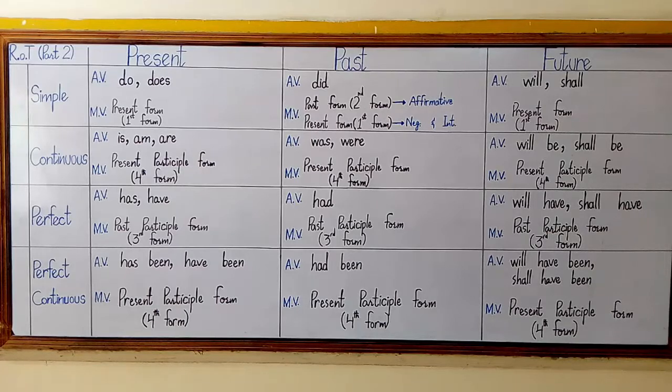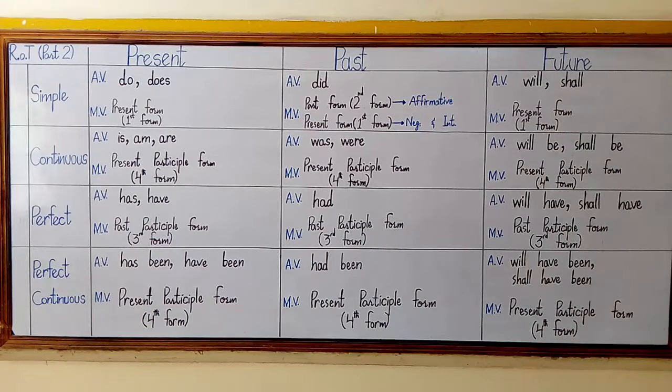In all 3 continuous, present continuous, past continuous and future continuous, in all 3 perfect continuous, present perfect continuous, past perfect continuous and future perfect continuous, we use present participle form of main verb. And in all the perfect tenses, present perfect, past perfect and future perfect, we use third form of verb, which is past participle form of main verb.